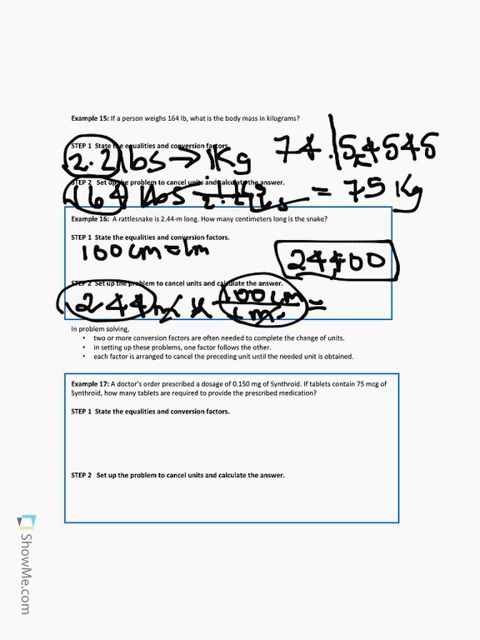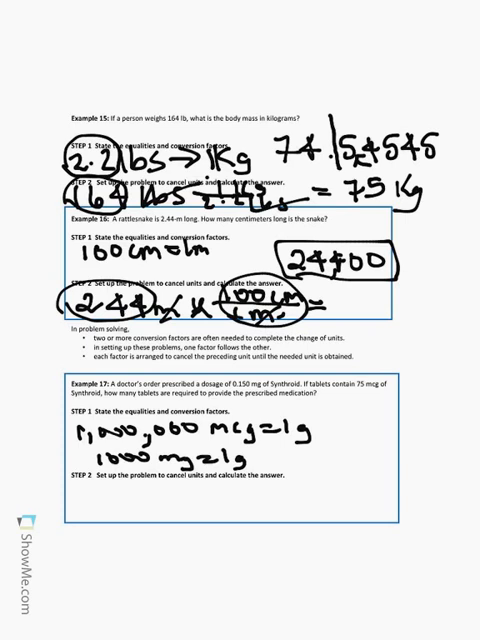The first thing that we need to know is how many micrograms are in a gram. If we were to look this up, we would see that there are 1 million micrograms in a gram. Okay? Then we need to get from grams to milligrams. There are, of course, 1,000 milligrams in 1 gram. Okay? So let's set up our problem to cancel units and calculate the answer.